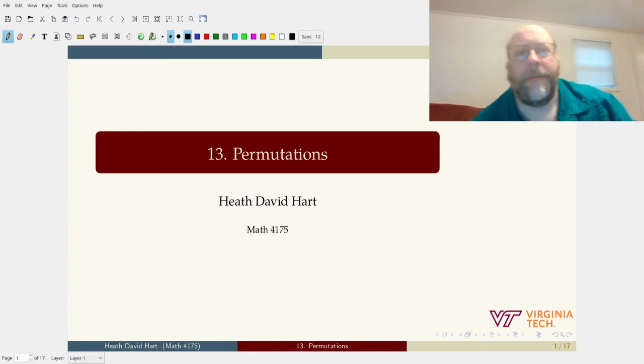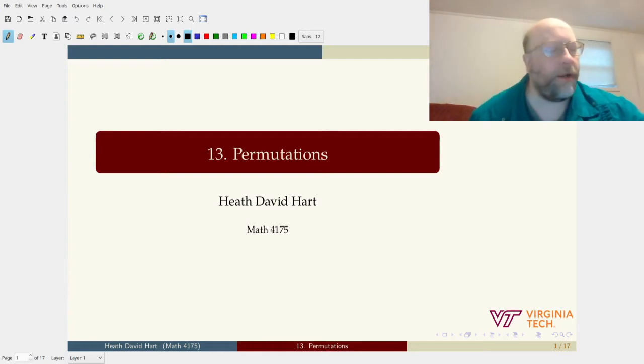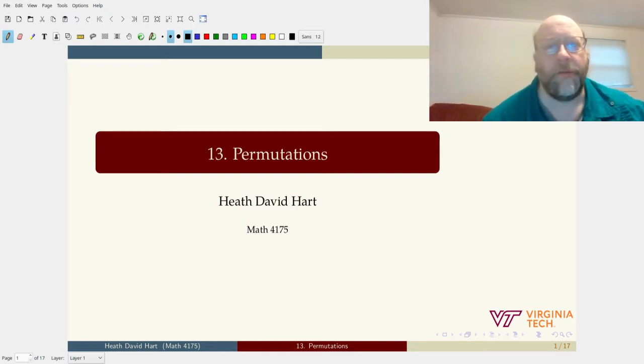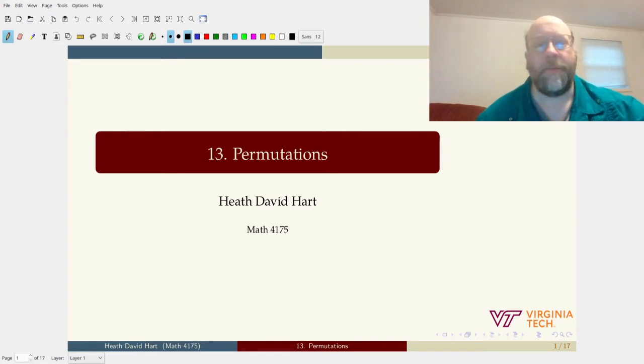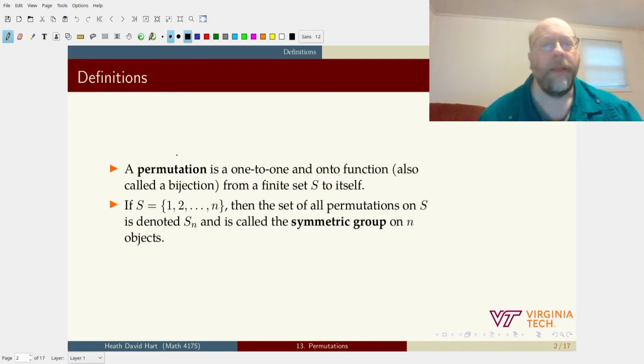We looked last time at the Enigma machine, and what we'd like to do today is talk about some of the mathematics behind what the Enigma machine is doing. And so we're going to look at permutations a little more closely. A permutation is a one-to-one and onto function, also called a bijection, from a finite set to itself. In this case, we're permuting the 26 letters of the alphabet.